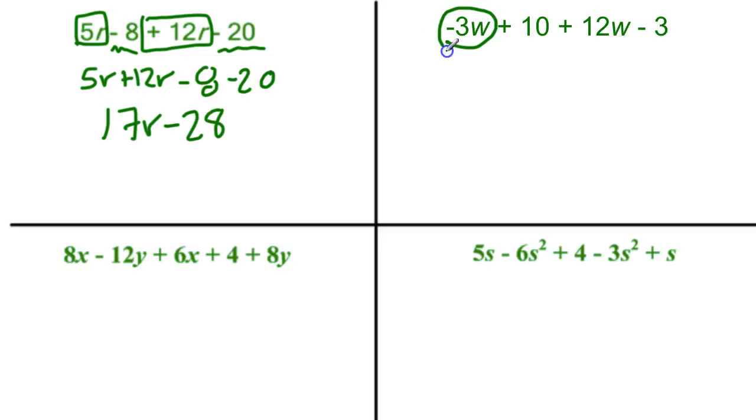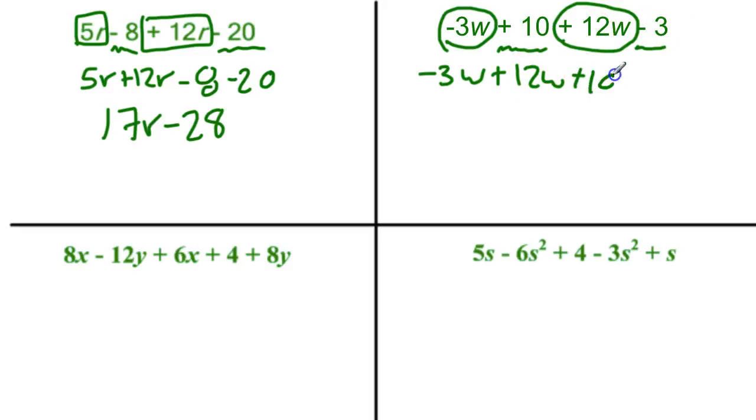Let me circle that. Plus 10. Plus 12W. I'll circle that one. Make sure you get the plus sign. Then you have minus 3. So minus 3W plus 12W. All right, let me check out the other ones. Plus 10 minus 3. There's no variables, there's no letters, so I can add those together. Plus 10 minus 3.